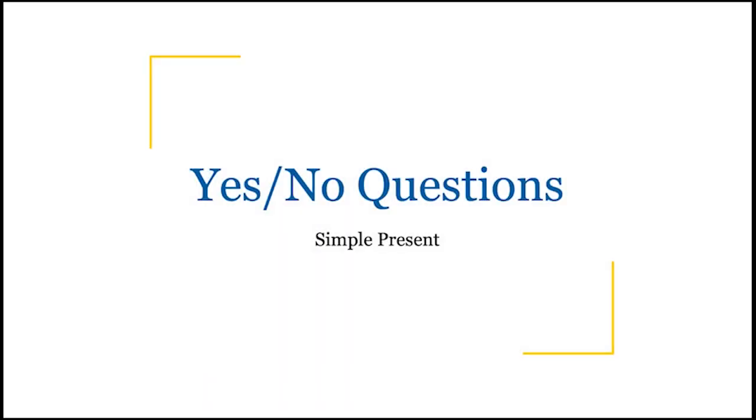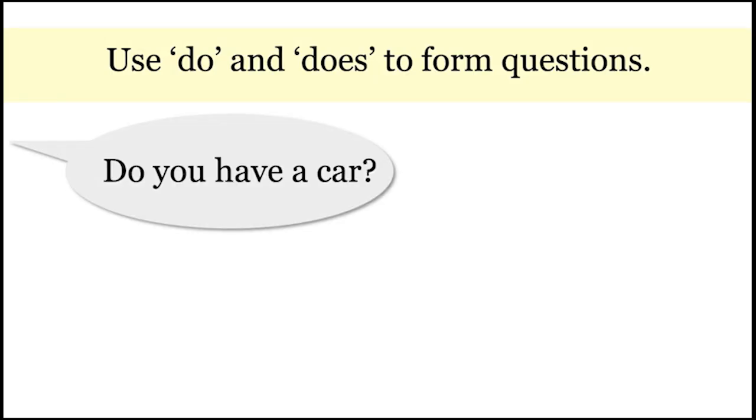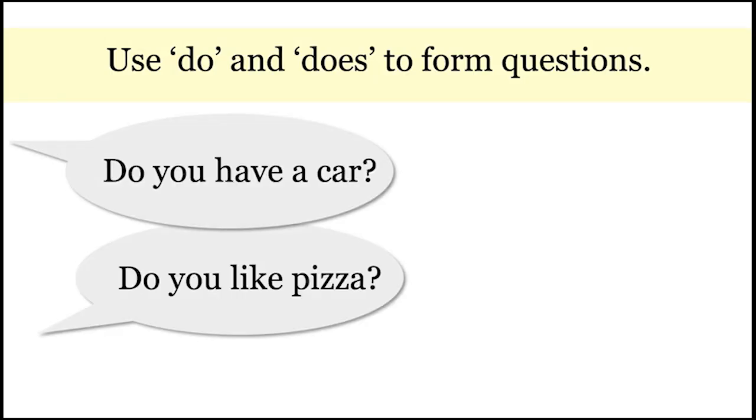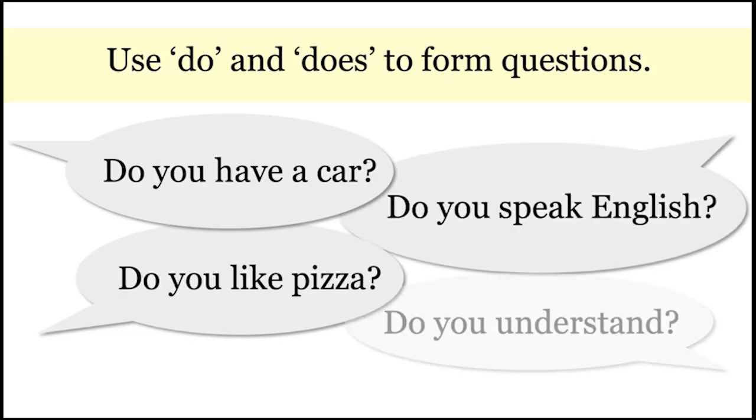Yes/no questions, simple present. In this lesson, you will learn how to form yes/no questions with all verbs except for be. Use do or does to form questions. Here are some examples. Do you have a car? Do you like pizza? Do you speak English? Do you understand? Notice every question starts with do.